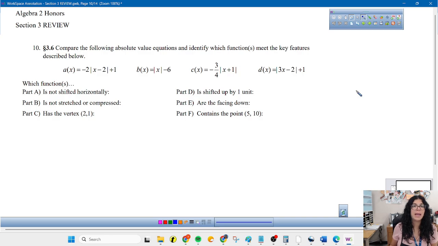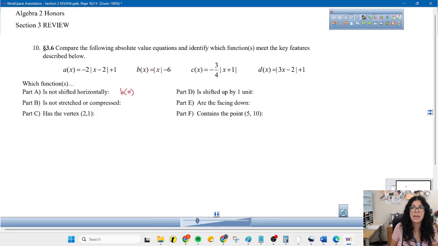All right, for number 10, compare the following absolute value equations and identify which of the following meets the key features described. Okay, the one that is not shifted horizontally. Well, that's a horizontal shift, so not that one. This one is not a horizontal shift because we're not adding or subtracting on the inside with x. And that's the only one. So only b of x is not shifted horizontally.